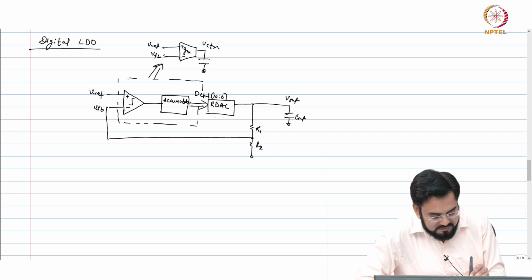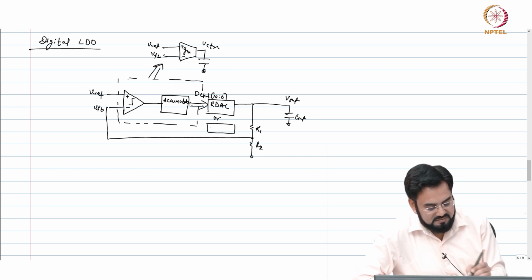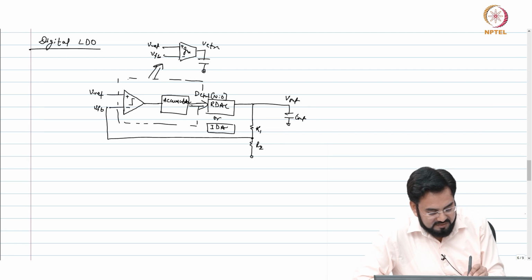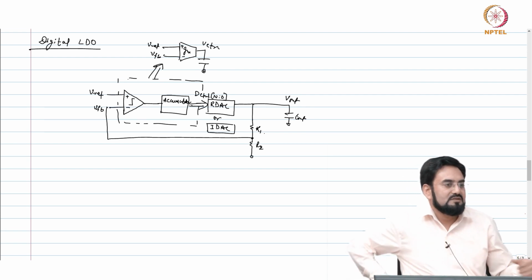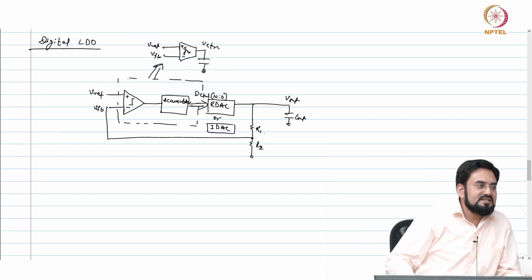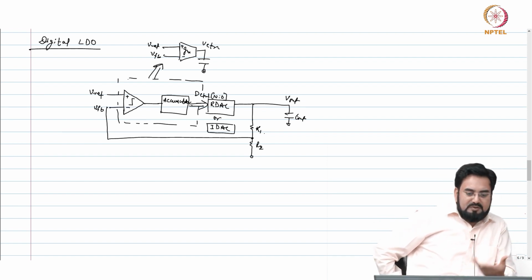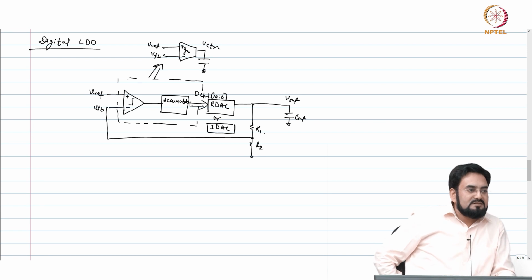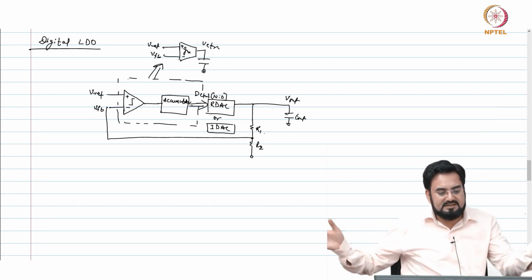Or what else can I have? You can have an IDAC, current DAC also. Your MOSFET, the pass element, was a voltage controlled current source. Now if you put a current DAC, instead of the voltage controlled current source, the IDAC behaves like a digitally controlled current source. That's it. So you have parallel currents.